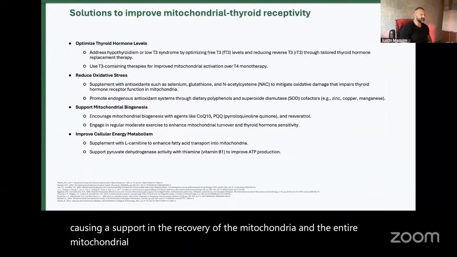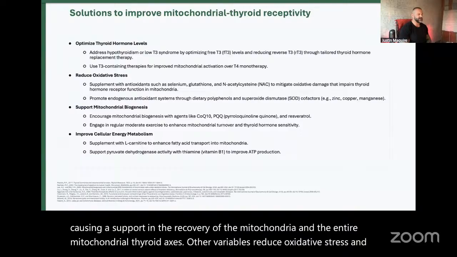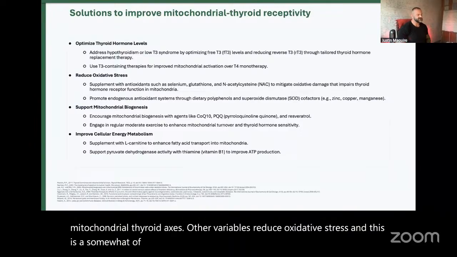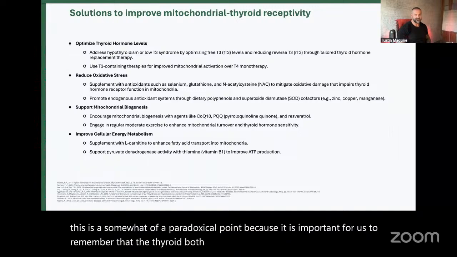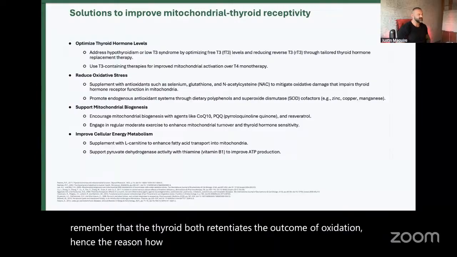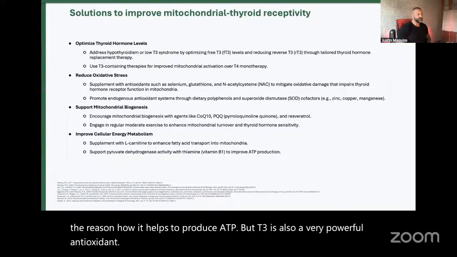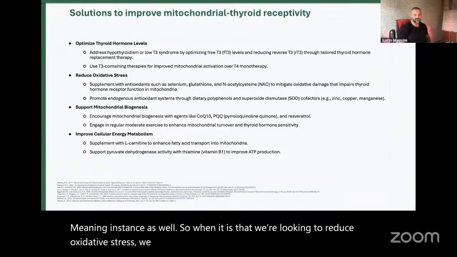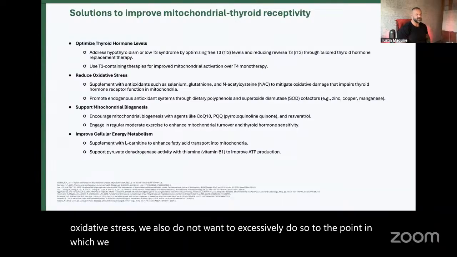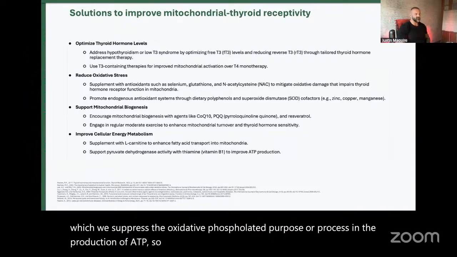Other variables: reduce oxidative stress. This is somewhat of a paradoxical point, because it is important to remember that the thyroid potentiates oxidation, hence how it helps to produce ATP, but T3 is also a very powerful antioxidant in many instances. So when we're looking to reduce oxidative stress, we do not want to do so excessively, to the point where we suppress the oxidative phosphorylation process in the production of ATP. Oxidation is required for the electron shuttle to have efficiency in ATP production.